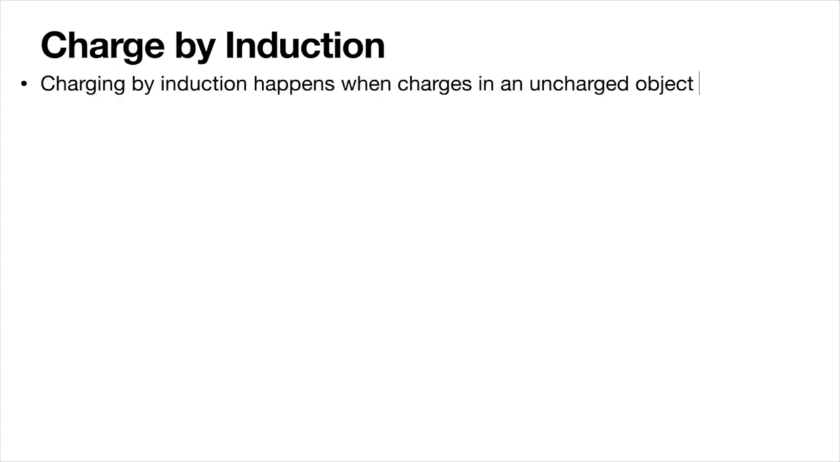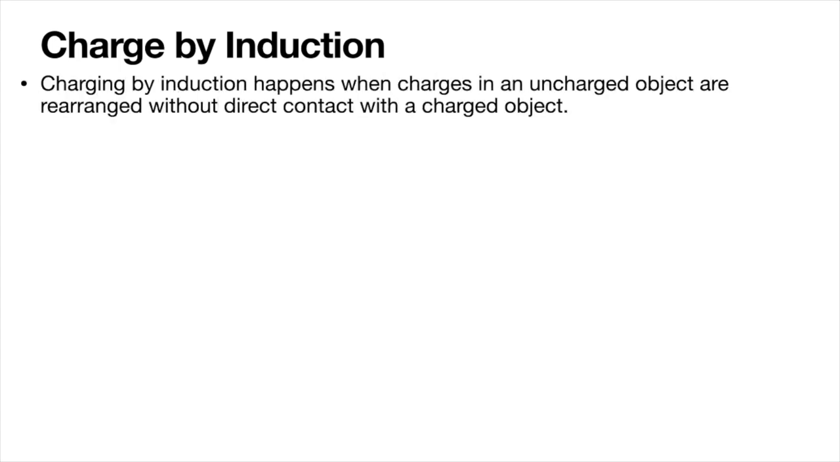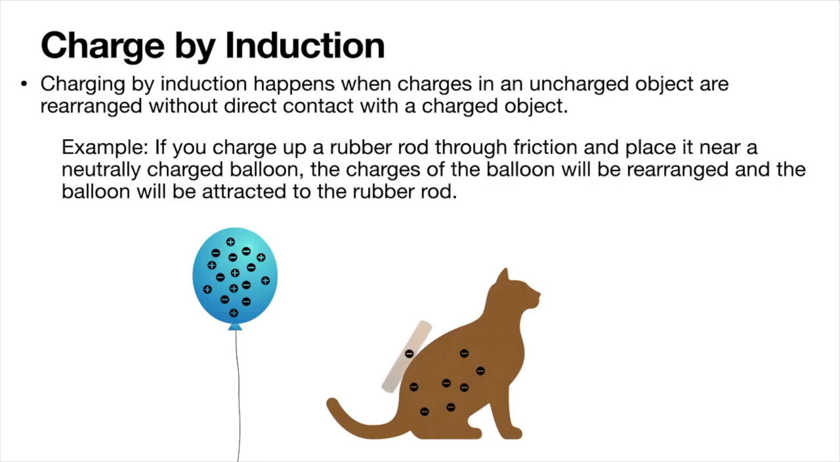Charge by induction. Charging by induction happens when charges in an uncharged object are rearranged without direct contact with a charged object. Example: if you charge up a rubber rod through friction and place it near a neutrally charged balloon, the charges of the balloon will be rearranged and the balloon will be attracted to the rubber rod.